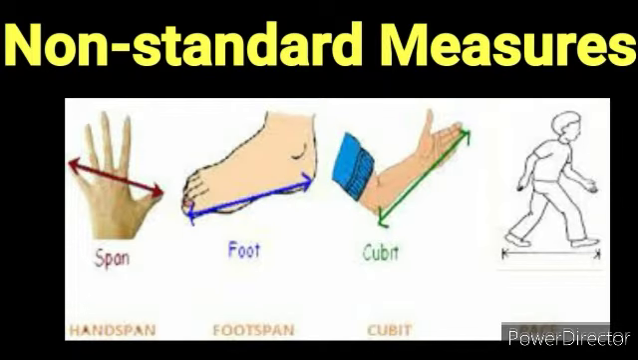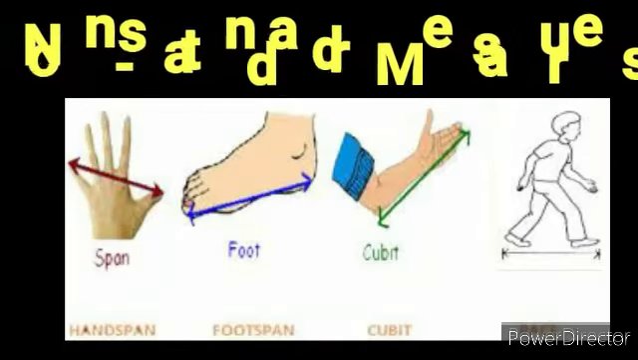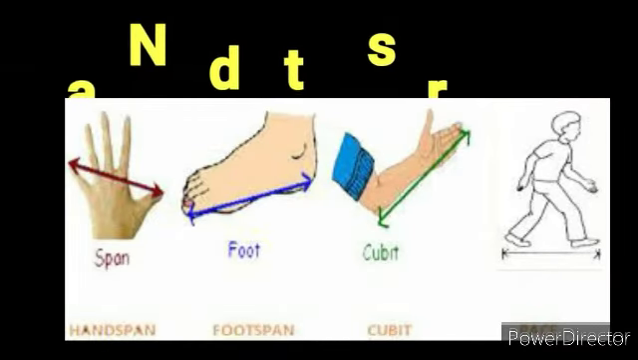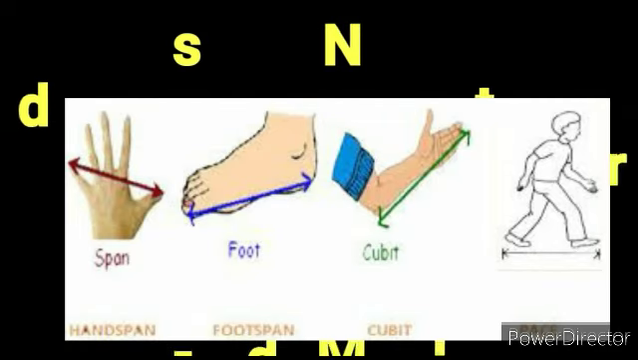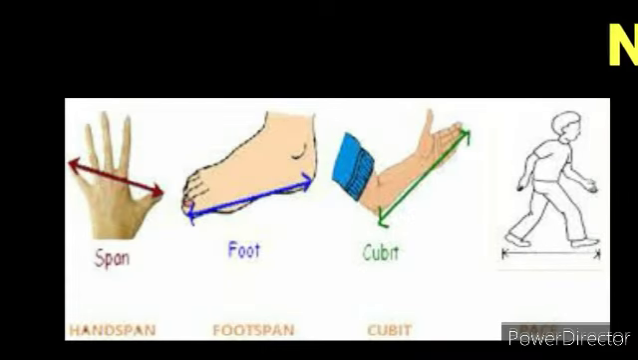These three units, that is handspan, cubit, and footspan, are non-standard units because they may differ at various instances. Because each one's handspan will not be the same. Some handspans are small and some handspans are a little bigger. And cubit also differs for each one's hand. So we cannot consider these three units as standard measurements.